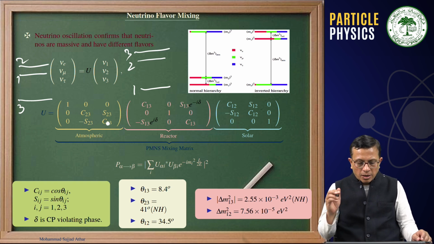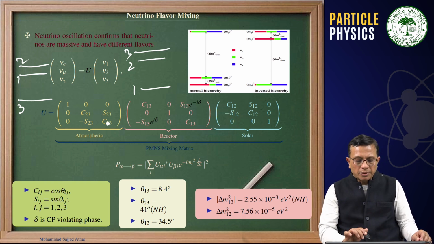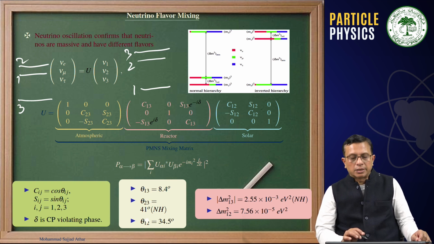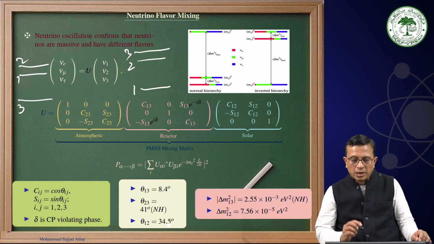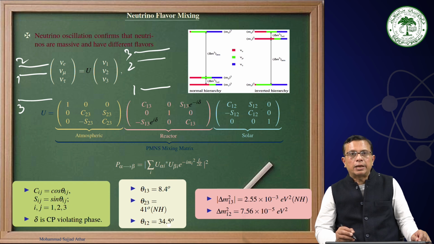This is the present limit, that theta 13 presently is around 8.4 degree, theta 23 is around 41 degree in normal hierarchy, and theta 12 is 34.5 degree, while delta m12 square, which is determined in the solar experiment, for example, is 7.56 times 10 power minus 5 eV square.